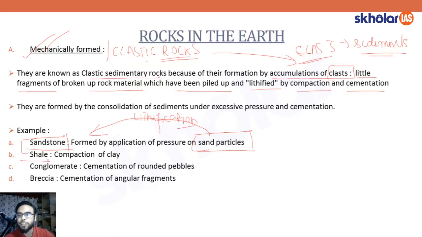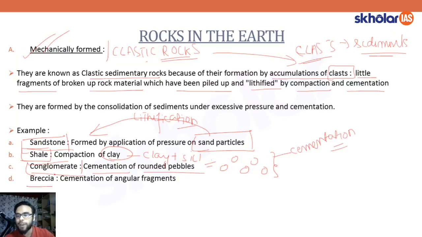Next example is shale. Shale is formed by the process of lithification of clay. Also silt can also be written here. It is formed by both the lithification of clay and silt. Fine. Next we have conglomerates. Conglomerates is formed by cementation of rounded pebbles. So rounded fragments, when they undergo the process of cementation, it will result in formation of what kind of rocks? Conglomerates. Fine. Lastly we have breccia.